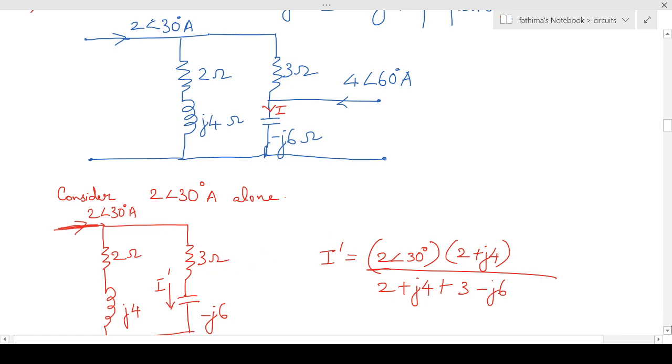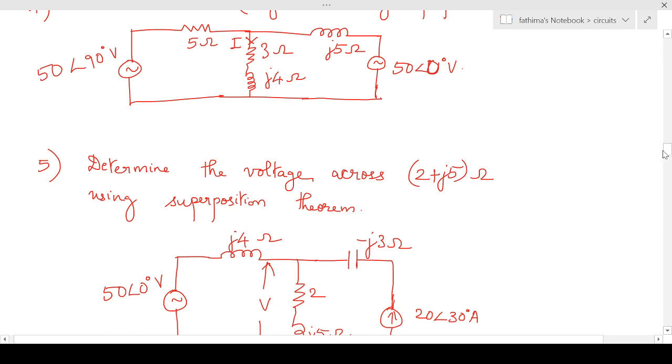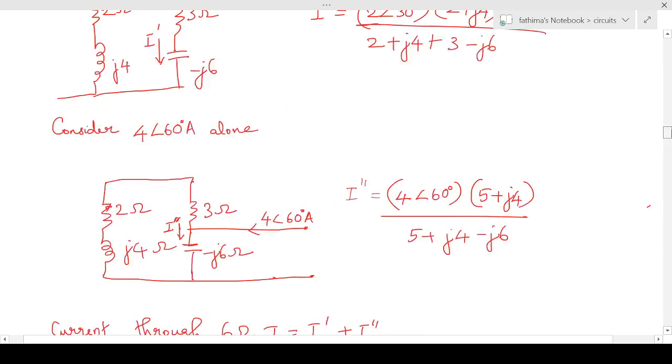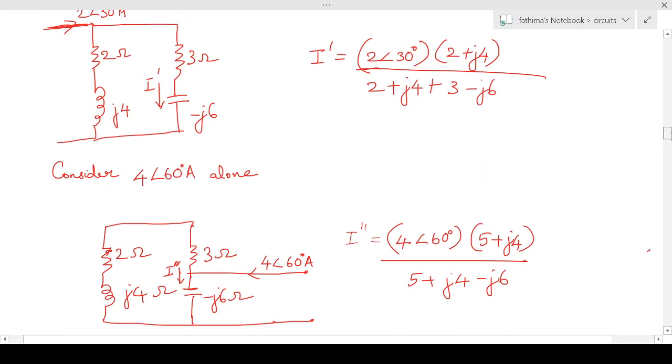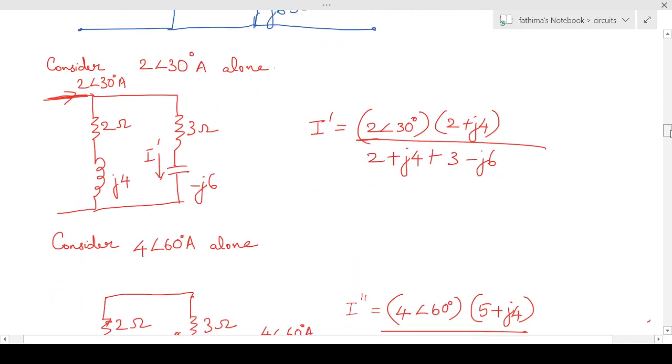Now we'll find the current flowing through j6 ohm. The current flowing through j6 ohm will be I dash. We can apply the current division formula over here. So total current 2 angle 30 into the impedance of the other branch, that is 2 plus j4, divided by the total impedance, that is 2 plus j4 plus 3 minus j6. So you'll get I dash.